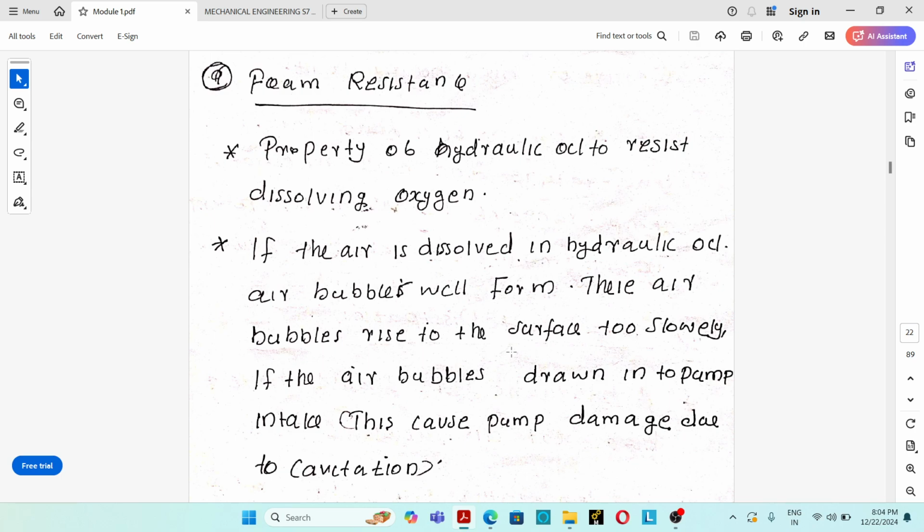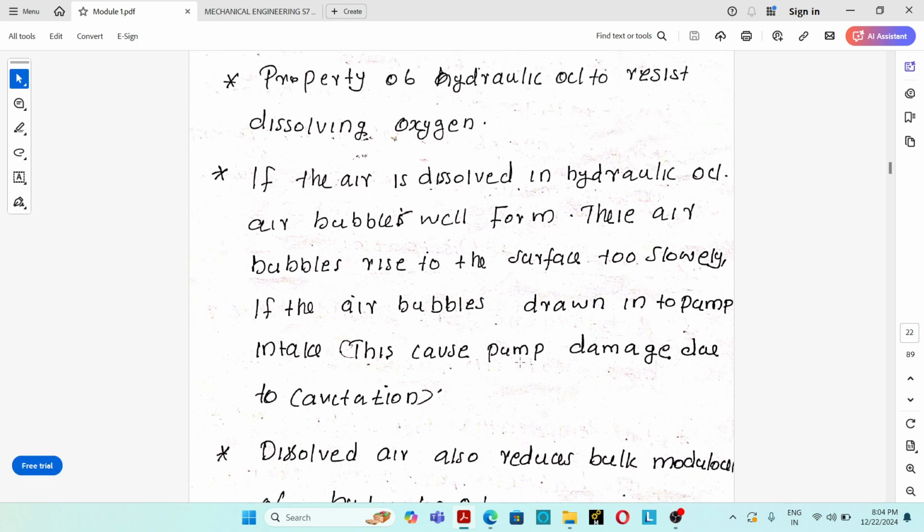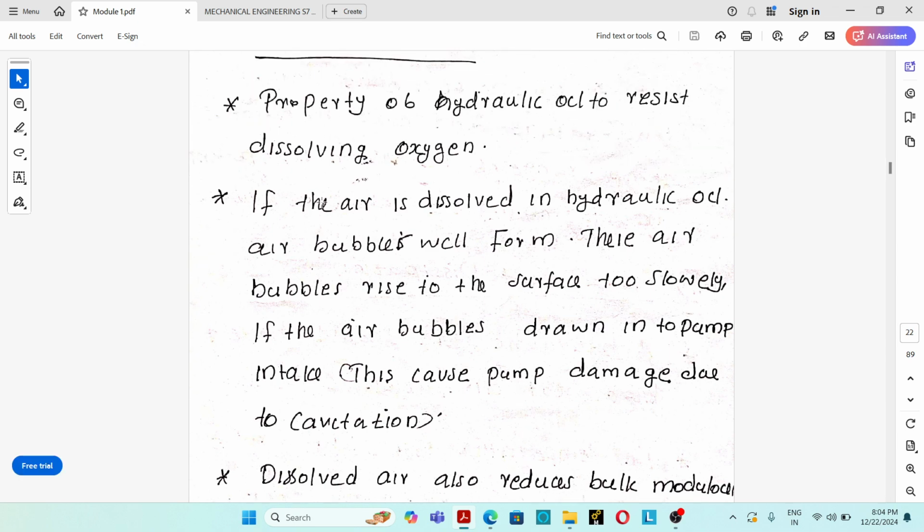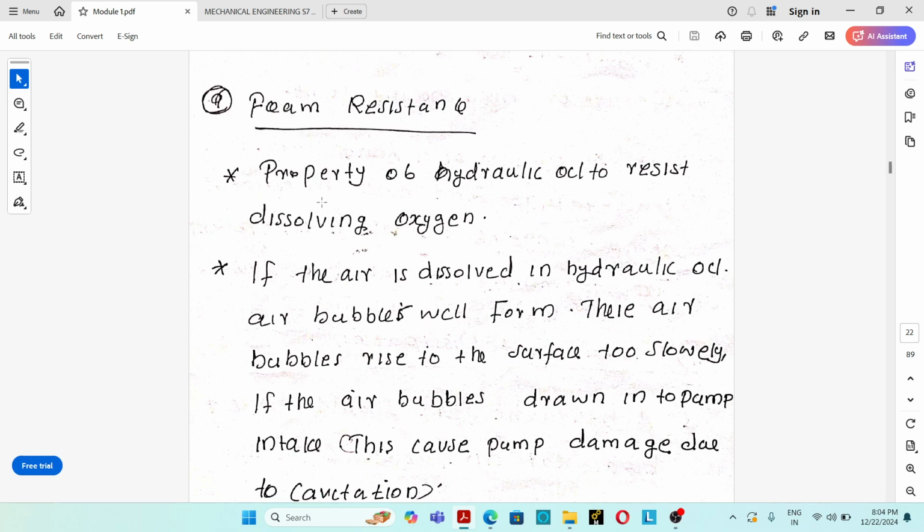Dissolved air also reduces the bulk modulus of the hydraulic oil. That's a very important point. When air is dissolved in the hydraulic oil, the bulk modulus will be reduced. So foam resistance means the property of hydraulic oil to resist dissolving air. If air is trapped inside the hydraulic oil, these air bubbles slowly move to the top of the oil. If the pump draws in the air bubbles, it will cause cavitation in the pump.